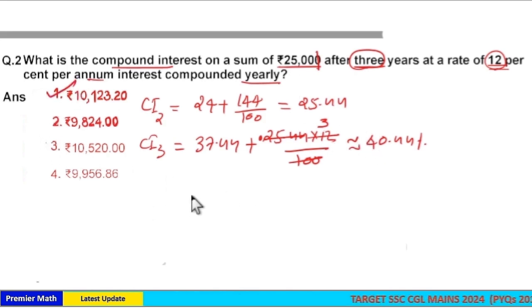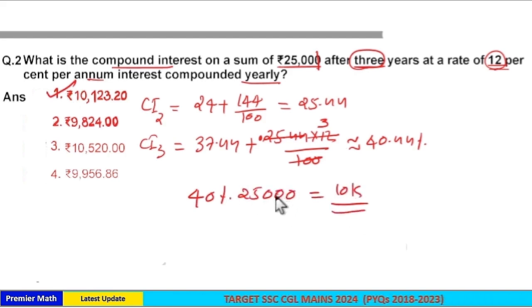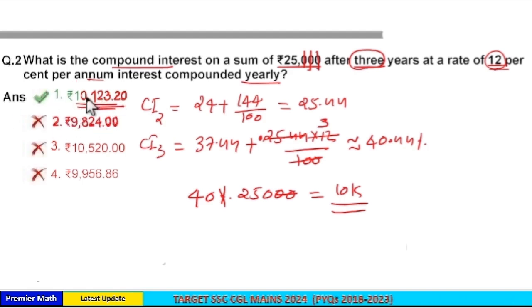That is 40 percentage of 25,000. Sum 25,000, percentage and 00 cancel. 250 into 40 is 10,000. So option 1 is your answer. And if you check for 0.44 percentage, here 1 percentage is equal to 250. 0.1 percentage is equal to 25. So 0.4 percentage is equal to 25 into 4, that is 100. You can see 10,000 plus 100 something. So option 1 is your answer.